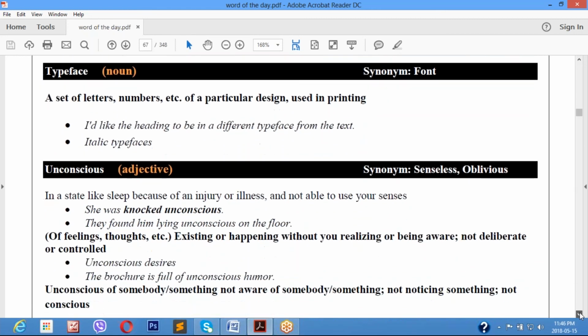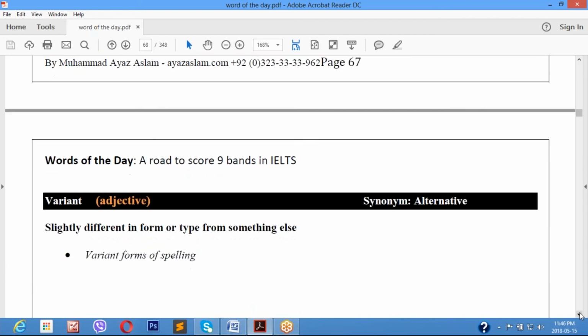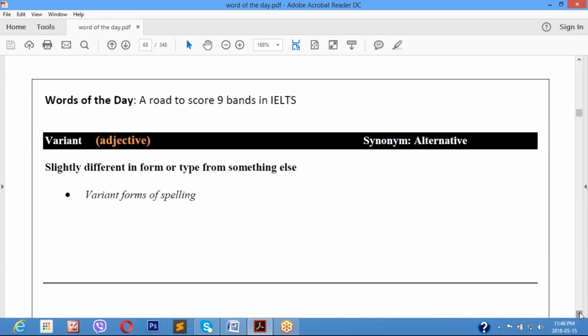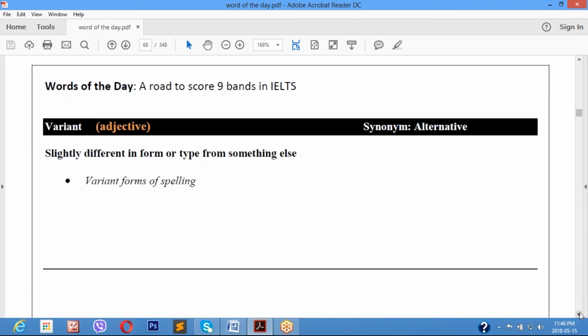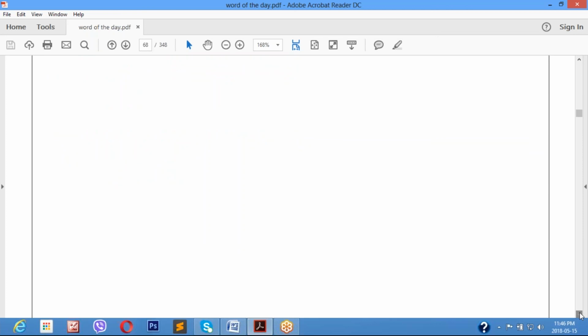टाइफेस, फॉन्ट के बारे में है. अनकॉन्शियस, कॉन्शियस, अनकॉन्शियस, I told you before. सो उसके बाद वेरिएंट है, तो हम कहेंगे slightly different in form, other type, ये टाइप में from something else, ये इस चीज के 5 वेरिएंट हैं, ठीक है, तो you can use this word as well.